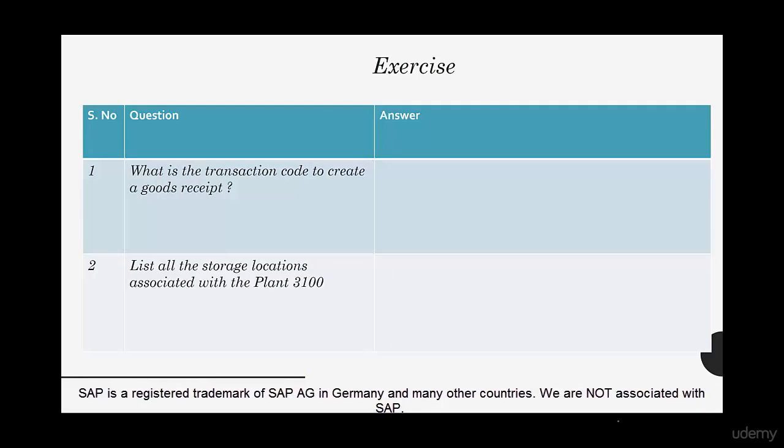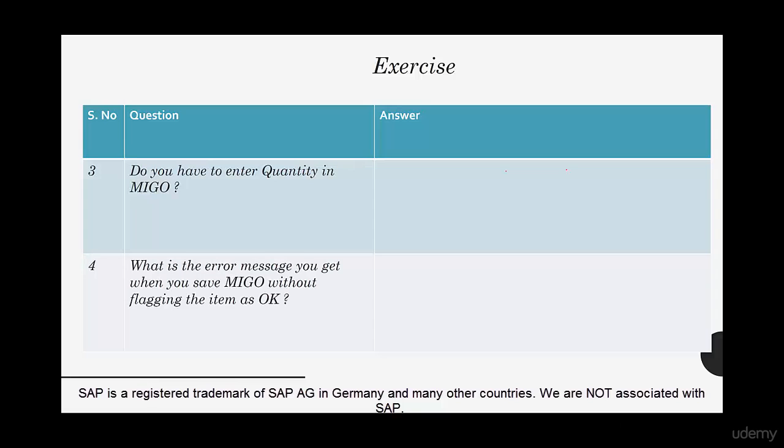All right, we have another exercise here. So the first question is, what is a transaction code to create a goods receipt? This one is really simple. Second question is, list all the storage locations associated with the plant 3100. You can do it in a couple of ways, and I'll show you the solutions. Third question, do you have to enter quantity in MIGO? This one is a little tricky.